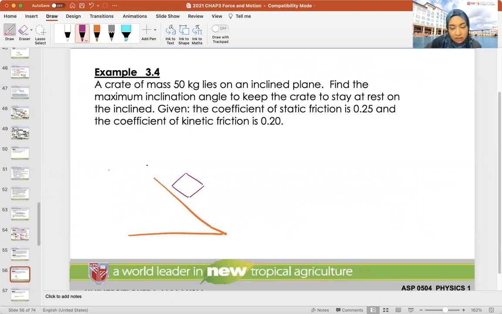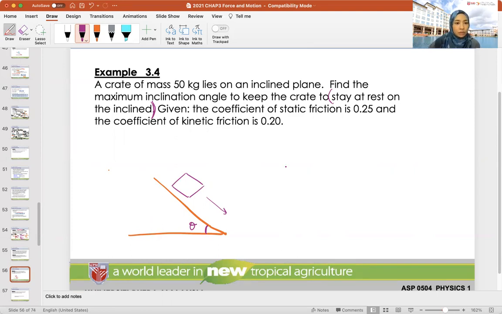This guy is supposed to be touching the inclined plane. Find the maximum inclination angle. It is asking you to find theta. To keep the crate to stay at rest on the incline. So it wants to stay at rest on the incline. So our box's tendency of motion is of course going downwards. Imagine yourself on a slide. If you sit on it, you would slide down, right? So you are going to have a motion that is going downwards.